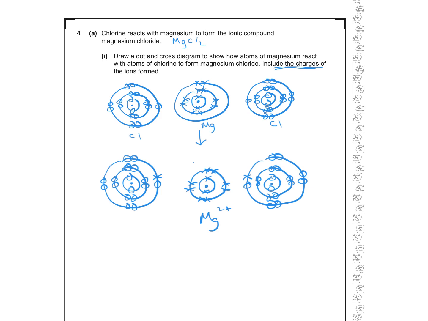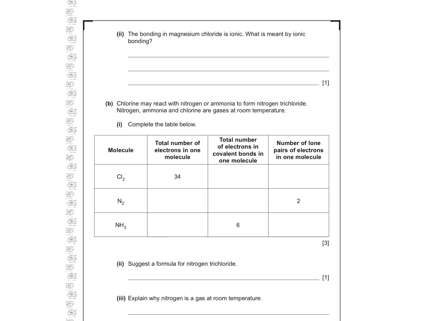And then the chlorine atoms become chloride ions. Well, they've gained a negative charge, so that means it would be Cl-, and the same thing is going to apply to the other one. An ionic bond is the attraction between oppositely charged ions. Part B.